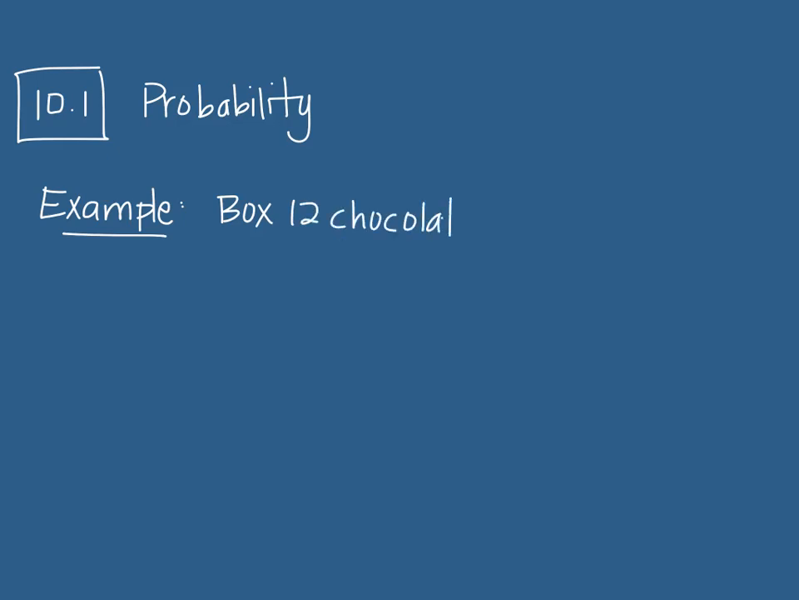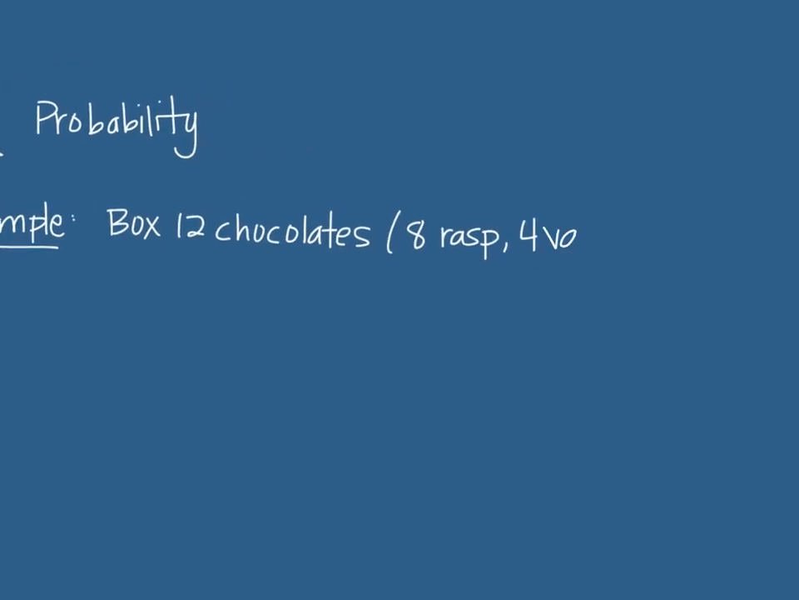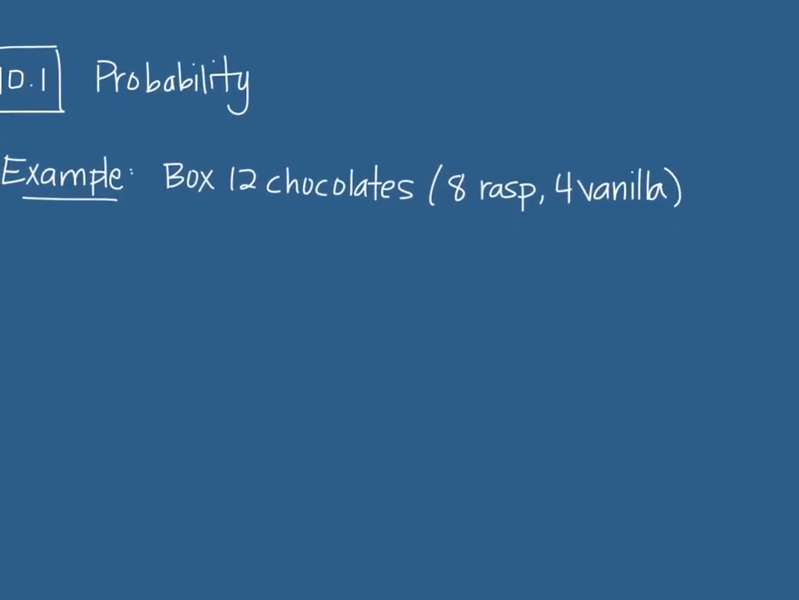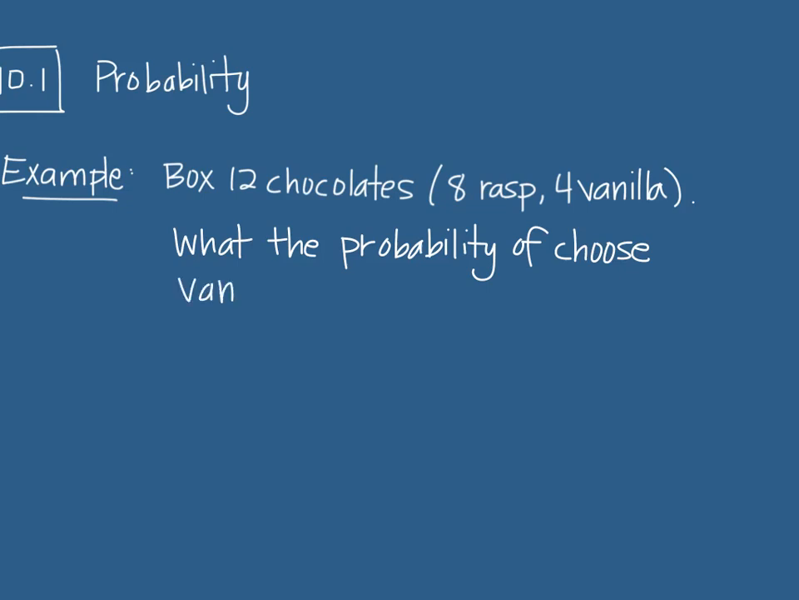And those 12 chocolates, candies, are different flavors. There are 8 raspberry and there are 4 vanilla in the box. These candies have the raspberry filling in the center or a vanilla flavored filling in the center. You get to choose 2 and you prefer vanilla. So what are the chances? What is the probability? So find the probability that you are able to choose vanilla both times.